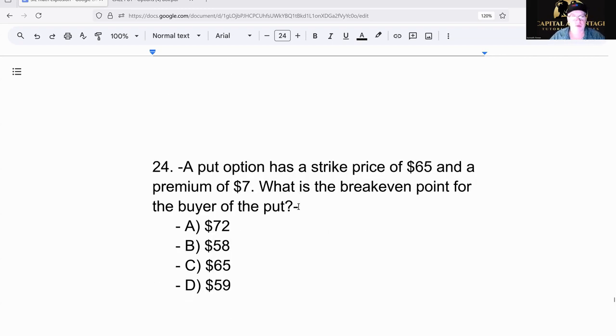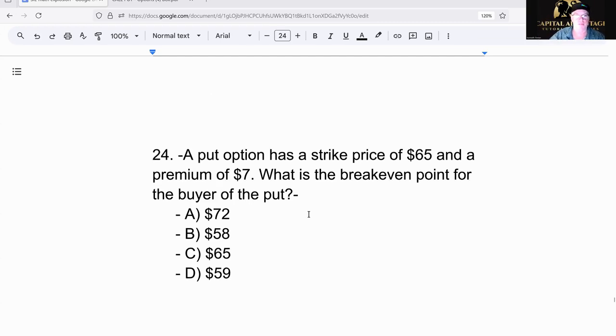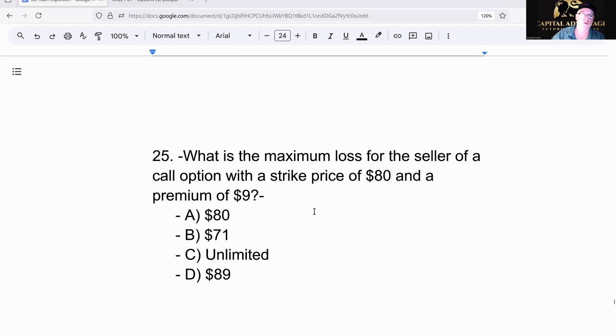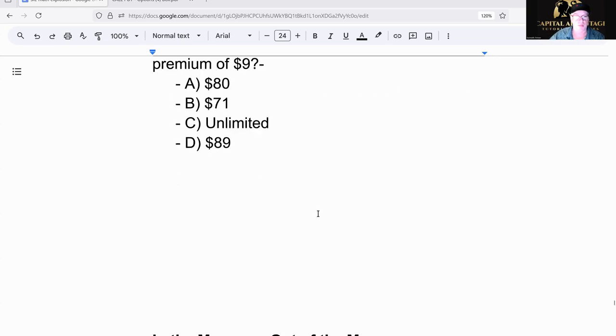A put option has a strike price of 65 and a premium of 7. What is your break even? Of the buyer of the put, it doesn't matter buy or sell. It's 65 minus 7, whatever that is, that's 58. What is the max loss for a seller of a call option? The strike price of 80. We know that if you sell a call, you have unlimited loss because you have the chart.